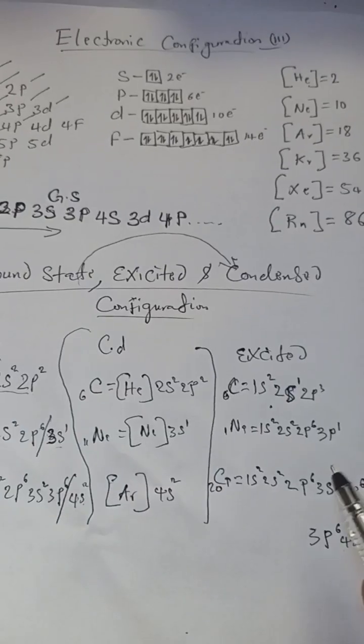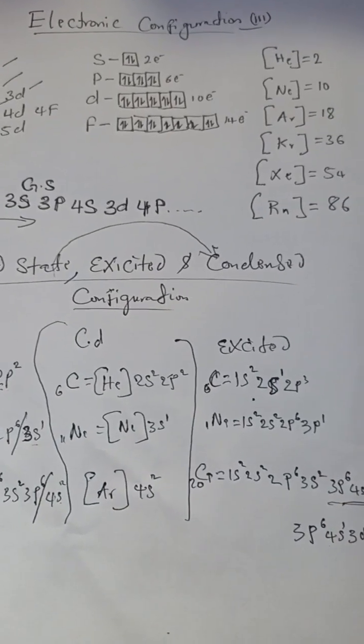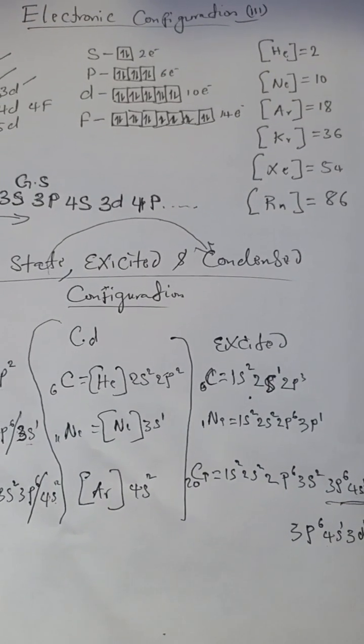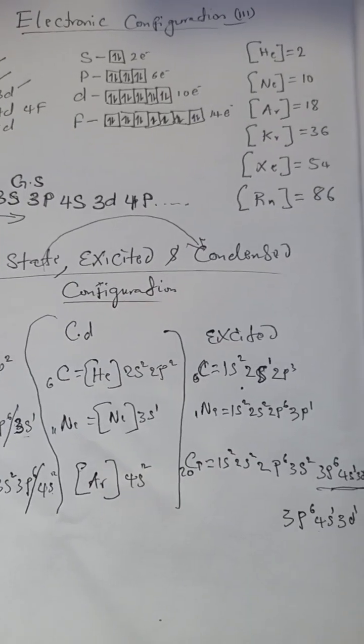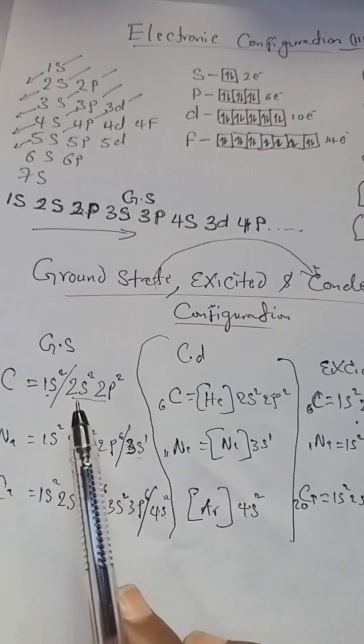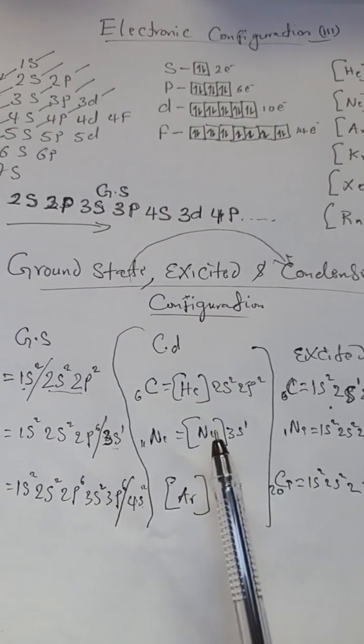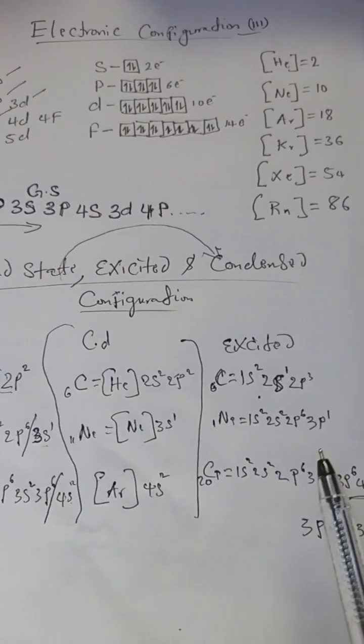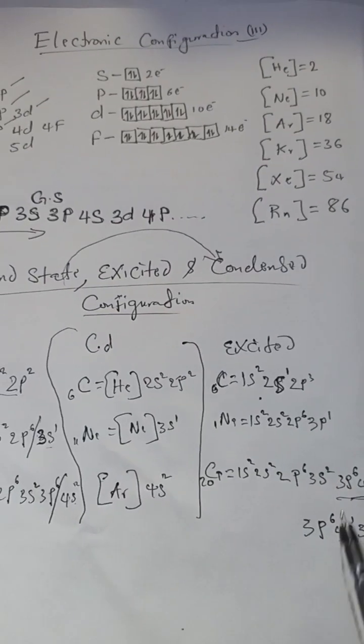This particularly happens when atoms receive energy, so they are excited. These are the differences between the ground state electronic configuration, the condensed way of writing electronic configuration, and the excited form of writing electronic configuration.